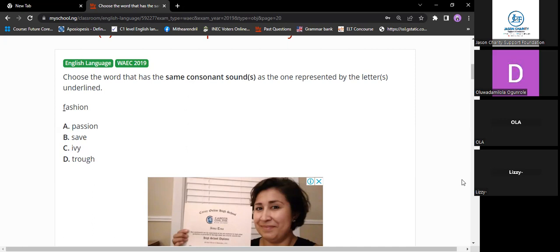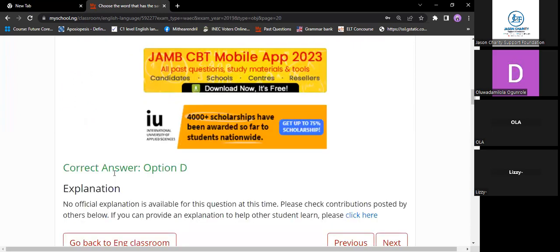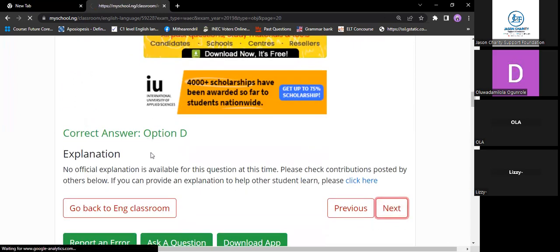It is trough. So which means there are some sounds that different letters can represent. For instance, in the word laugh, the sound that you have there is represented by the letters GH. That is an example of what we have here. So the last word there is trough. So we will know that the answer to this question is D. You can see. So let's continue.